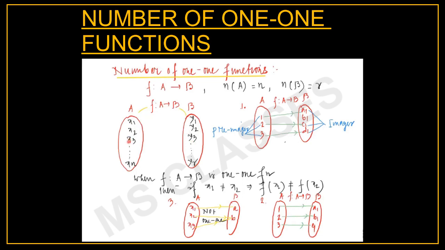Now, with these two concepts, we'll find the number of one-one functions. At first, we think of it this way: when we are mapping elements from x1 to xn, x1 has how many options? R options. x2 has how many options? R minus 1 options. Why? Suppose x1 is mapped to y1. Now x2 cannot be mapped to y1. So write it down.